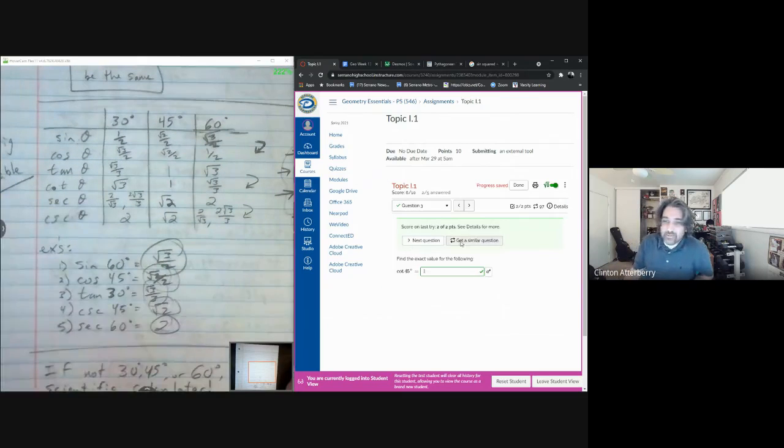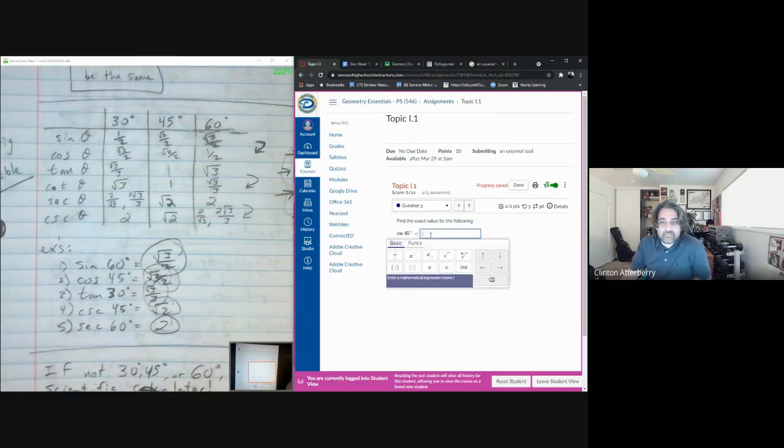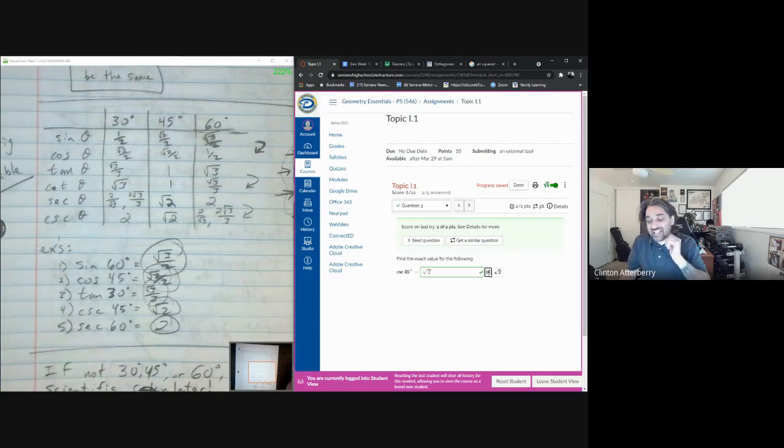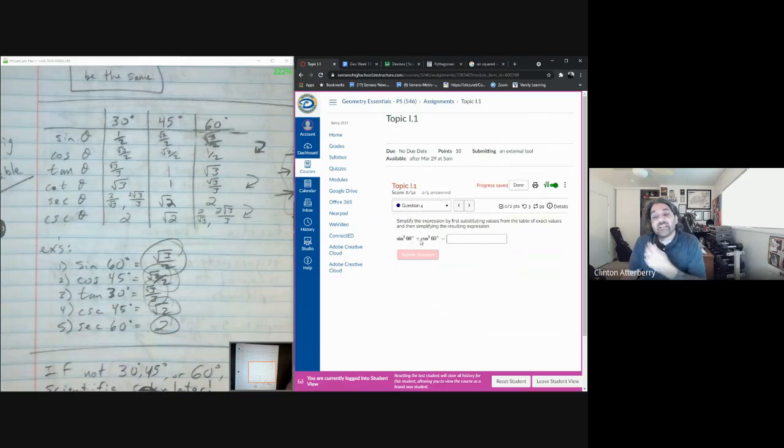Just look at this table. Cosecant of 45 says radical 2, so square root of 2. They want the exact answer, not the rounded answer. Next question. This says simplify the expression by first substituting values from the table of exact values and simplifying the resulting expression.